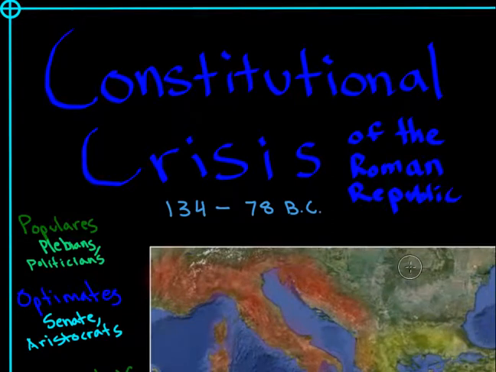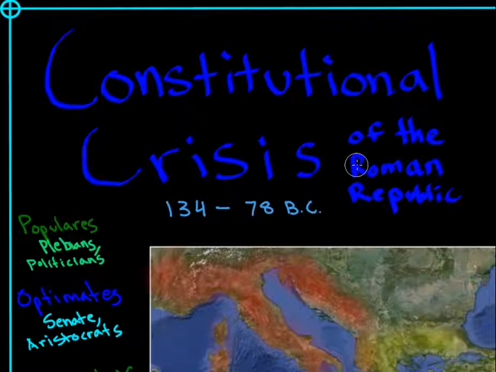Hello everyone, this video is on the constitutional crisis of the Roman Republic. Now when I say crisis, I really should probably say crises, because this is a string of events that over time weakened and undermined the Roman Republic's constitution, the set of rules or precedents that enabled the Republic to function.